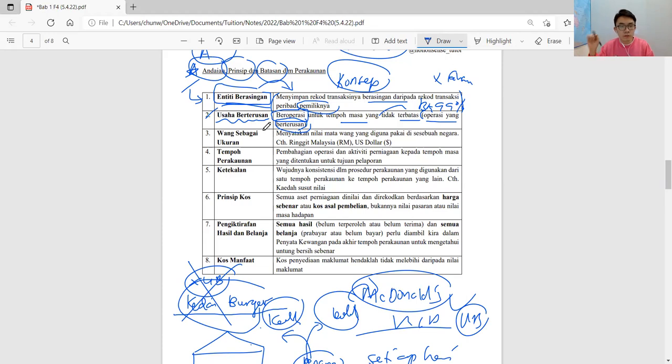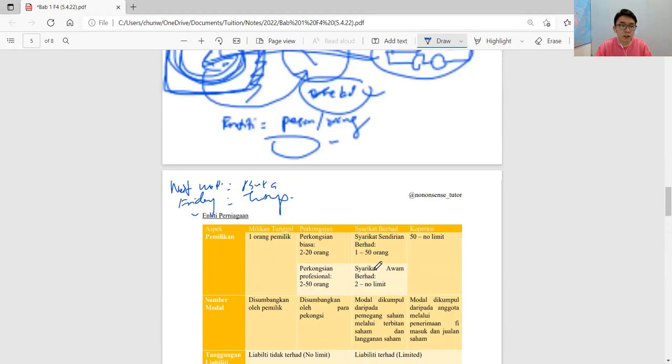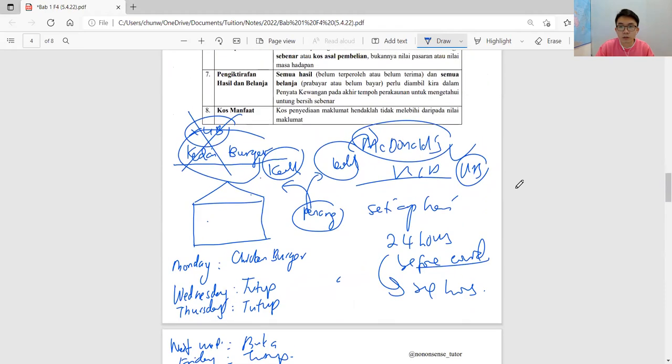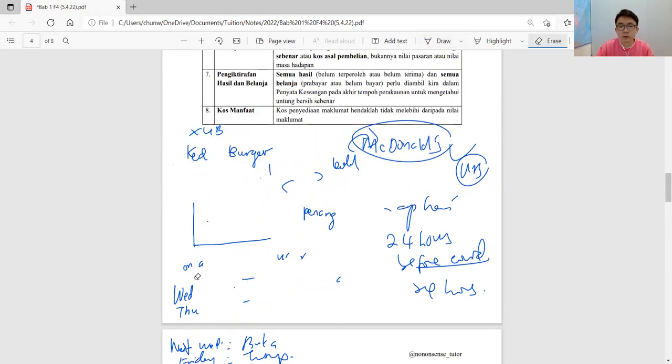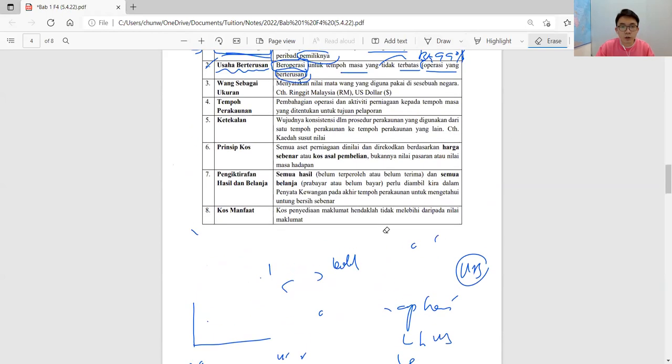Okay, very important lah. First, understand the concept of this thing first. Alright, then later we have to apply into the question. And later I'll teach you how to look at the keyword and straight away know the answer. But first, understand it. Okay, so now next, number 3. Okay, what is number 3? Wang sebagai ukuran.